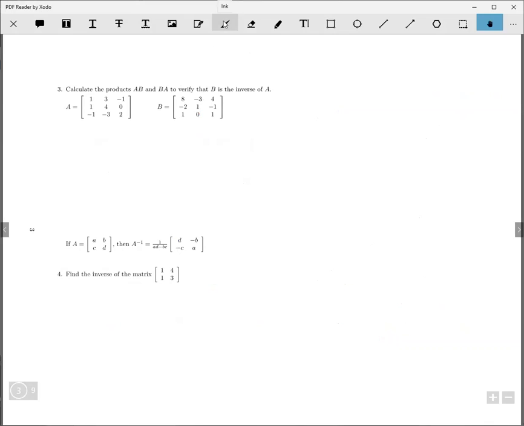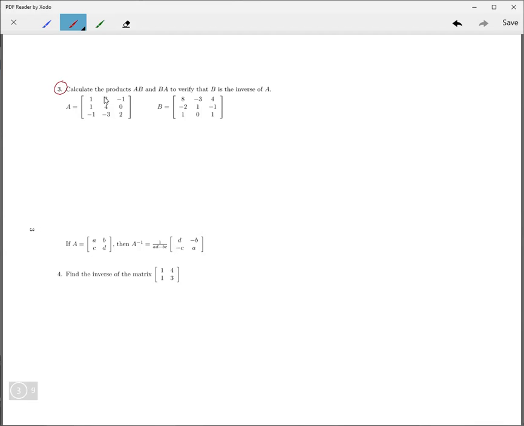Okay, so let's do number 3. Number 3: calculate the products AB and BA to verify that B is the inverse of A. Okay, so AB will be, okay, so I'll go, we have to copy this down, I guess. Oh, that's a 2. And then B is this one right here.